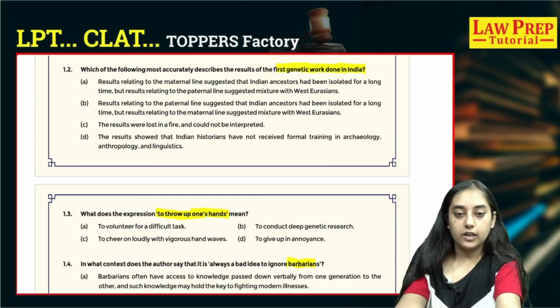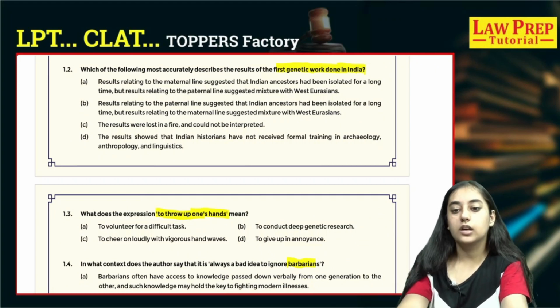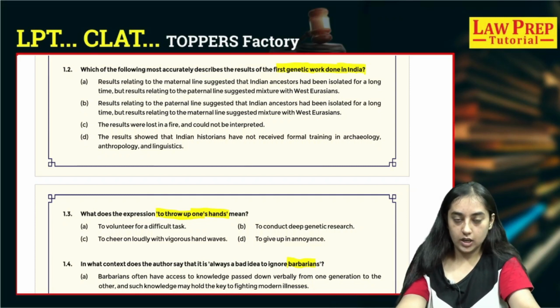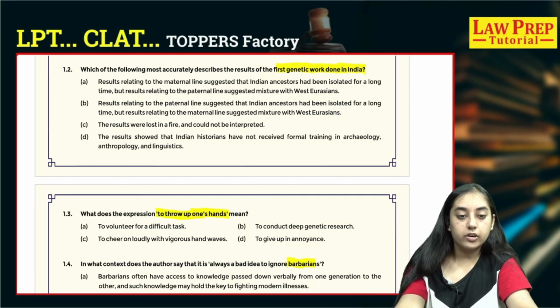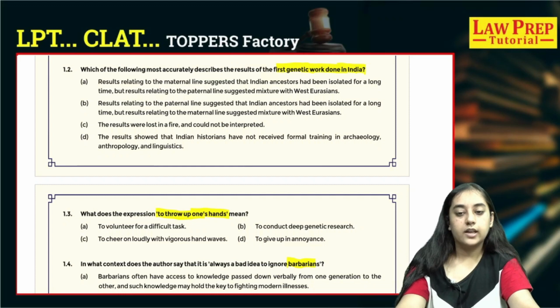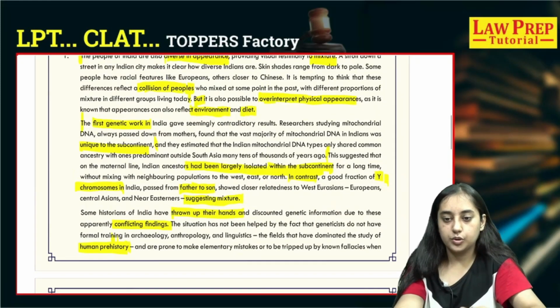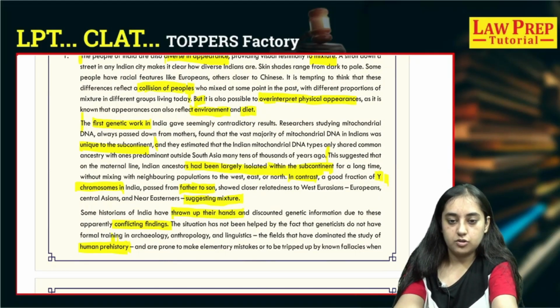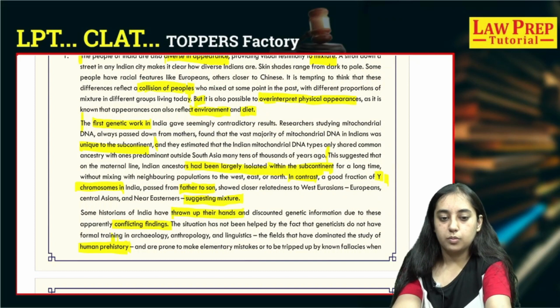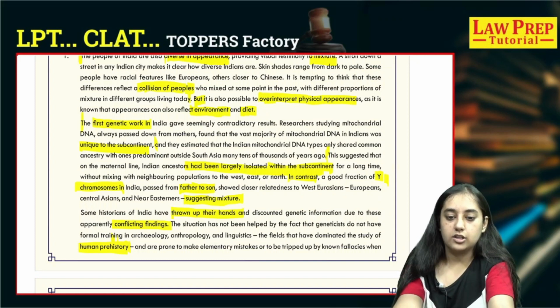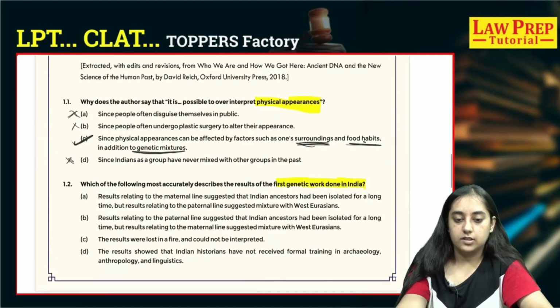Which of the following most accurately describes the result of the first genetic work done in India? Again, I'll give you a basic gist of it. The results of the first genetic work were contradictory. Why were the results contradictory? Because on one hand, it was saying that on the maternal lines, they have been largely confined to the Indian subcontinent, whereas on the paternal lines, they showed closeness to the West Eurasians. If you want, I can go back to the passage and show you. Father to son, suggesting mixture, and unique to the subcontinent. So on Indian maternal lines, they were largely isolated. That's what the passage is saying.